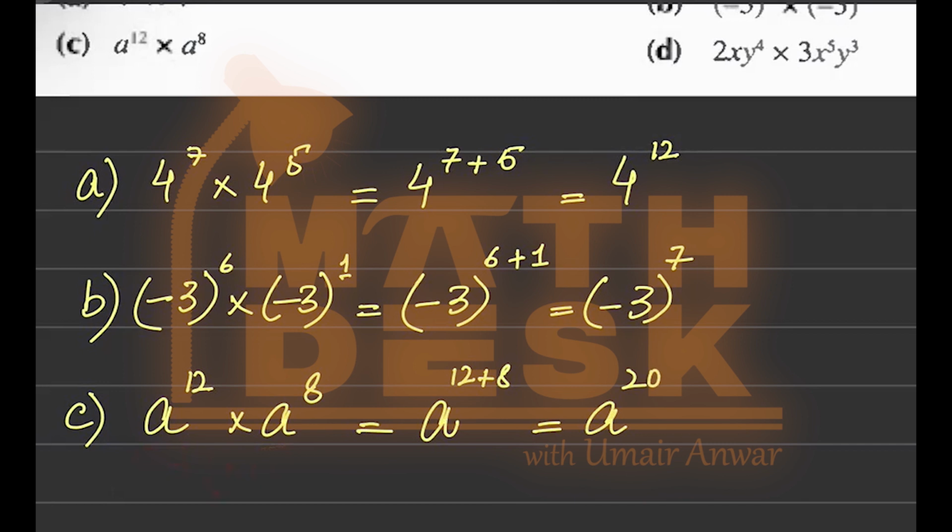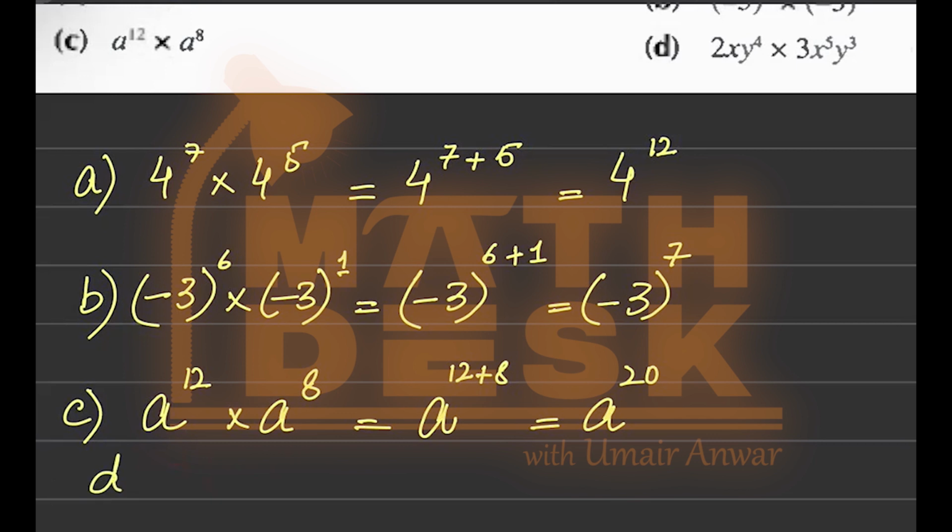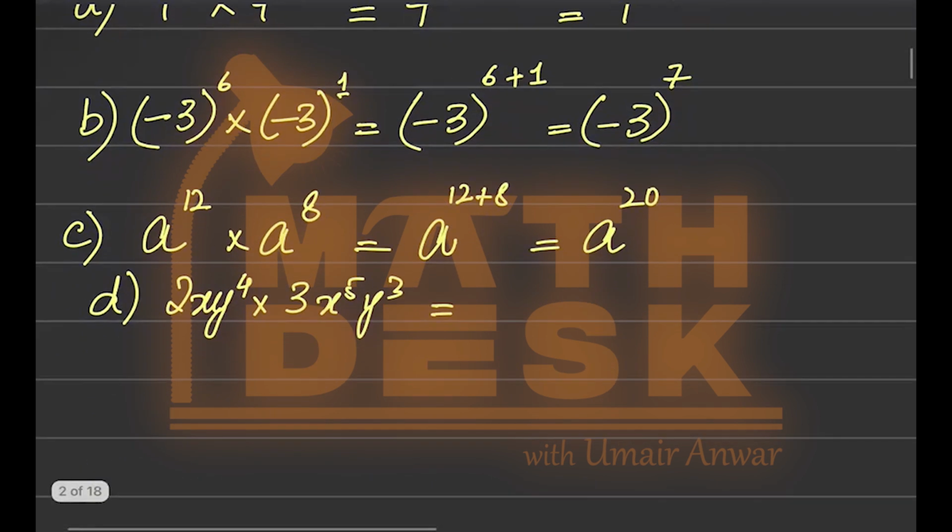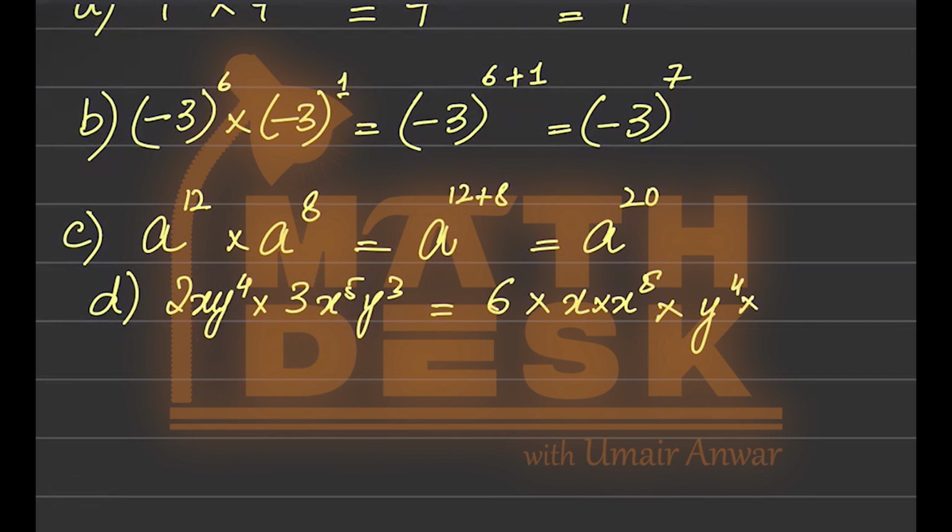Now, the last one says 2 times x into y raised to 4 multiplied by 3 times x raised to 5 y cubed. So first of all, I'll be multiplying both the numbers with each other. This 2 will get multiplied by 3. So we get 2 3s are 6. Secondly, I'm writing x with another x since their bases are same. So x being multiplied with x raised to 5 and y raised to 4 would get multiplied by y raised to 3.